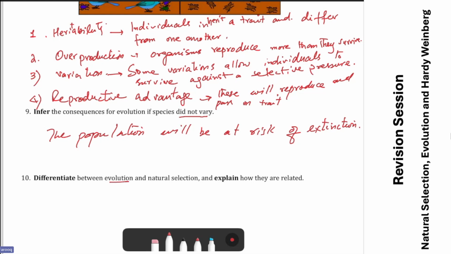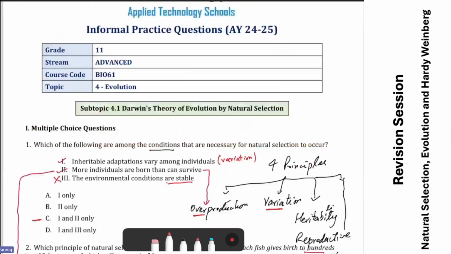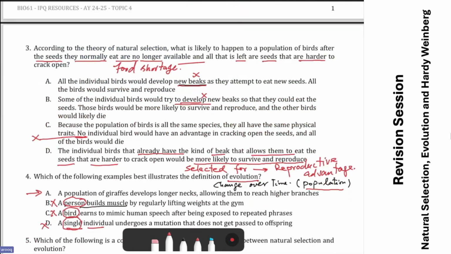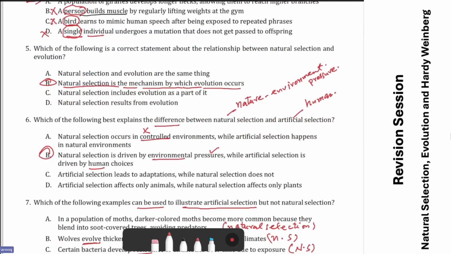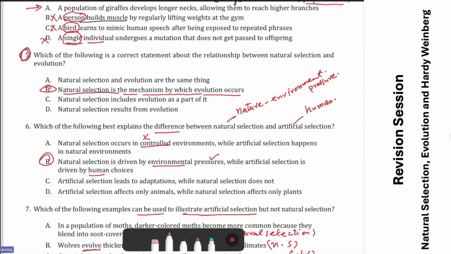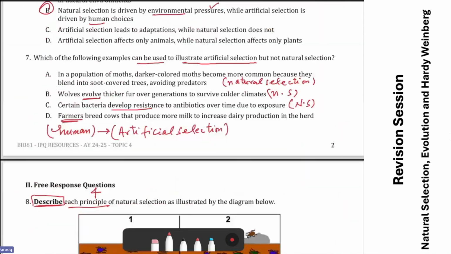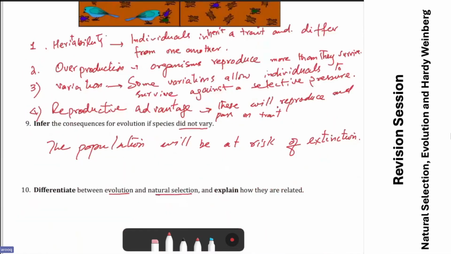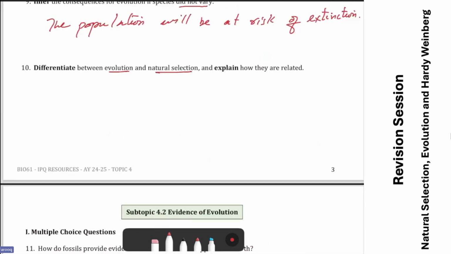Differentiate between evolution and natural selection and explain how they are related. If you go back to the questions, question number 5 can help you out over here. Natural selection is the mechanism by which evolution occurs. You can understand this better once I share the answer key for these IPQs.